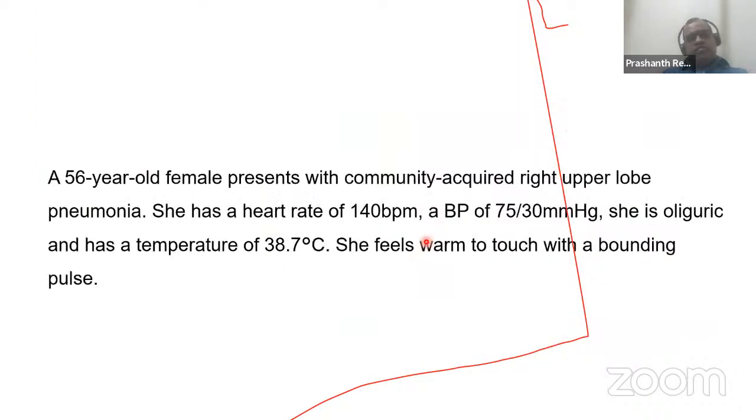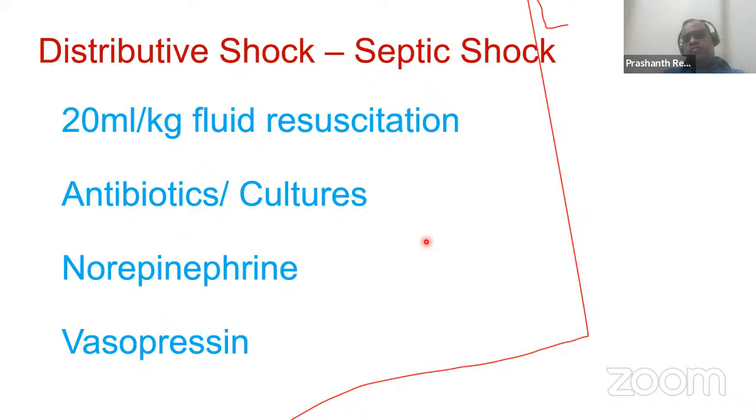I would like to discuss a couple of case scenarios. A 56-year-old female comes with community-acquired right upper lobe pneumonia. She has a heart rate of 140, BP of 75/30, and a temperature of 38.7. Her peripheries feel warm. In this case, the patient has tachycardia, hypotension, fever, a diagnosis of pneumonia infection, and the peripheries are warm and bounding. That means this is a distributive shock, or to be specific, a septic shock.